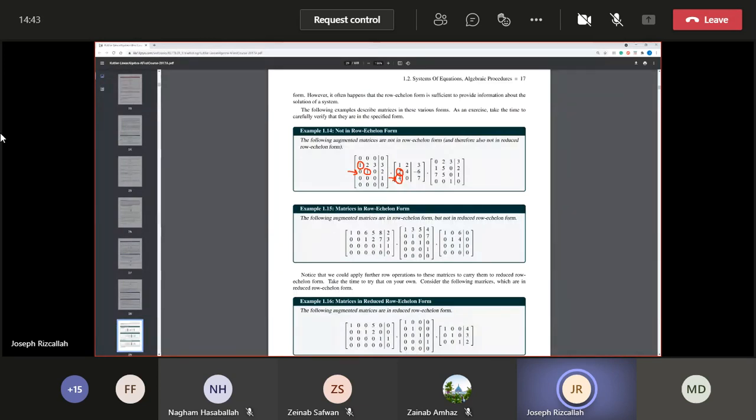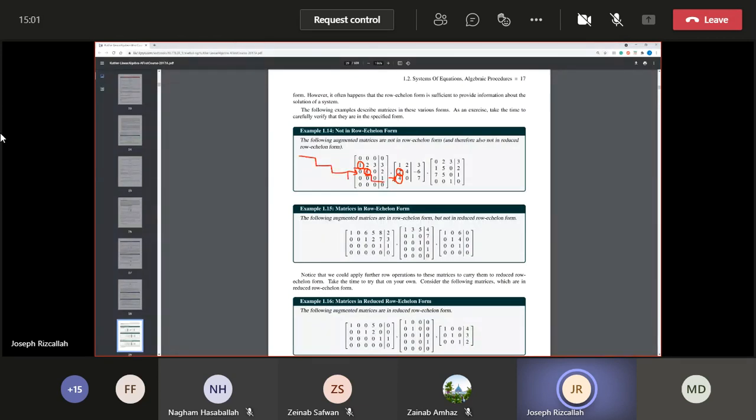Simply stated, when you look at a matrix in row echelon form, it should look like a staircase. You remember the staircase, it looks like steps, like this. Then the leading entry of the second row has to be to the right. Then the leading entry of the next row has to be also to the right, and so on.